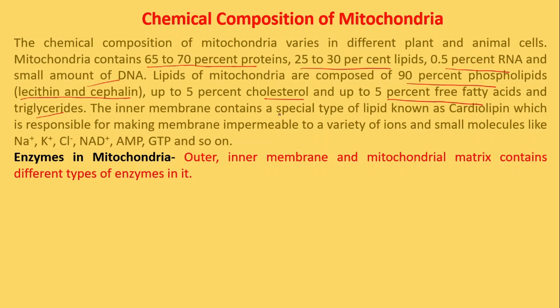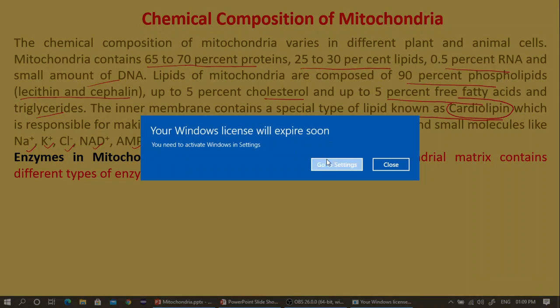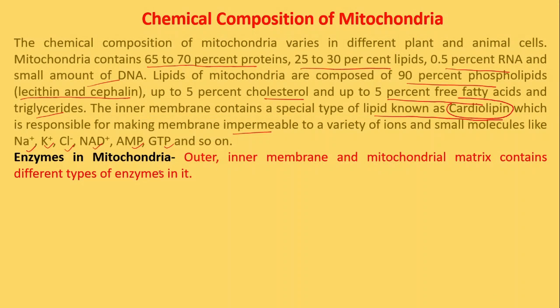The inner membrane contains a special type of lipid known as cardiolipin, which is responsible for making the membrane impermeable to a variety of ions and small molecules like sodium, potassium, chlorides, NAD, AMP, GTP, and so on. So the inner membrane contains cardiolipin, and it is responsible for making this membrane impermeable to different types of ions. Now, enzymes in mitochondria.